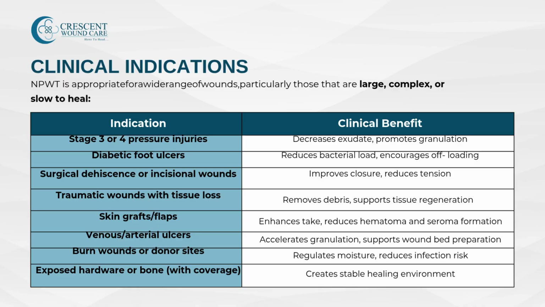Venous and arterial ulcers. It supports wound bed preparation and manages exudate in chronic vascular ulcers. Burn wounds and exposed bone. With proper protection and tissue coverage, NPWT can improve outcomes even in these difficult wound types. Each case should be clinically evaluated to confirm NPWT is suitable.